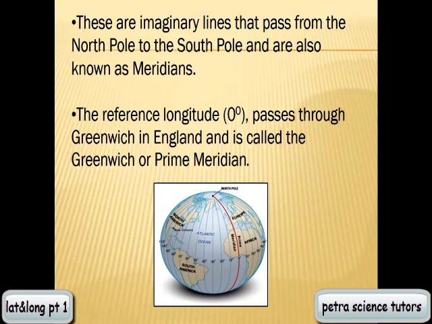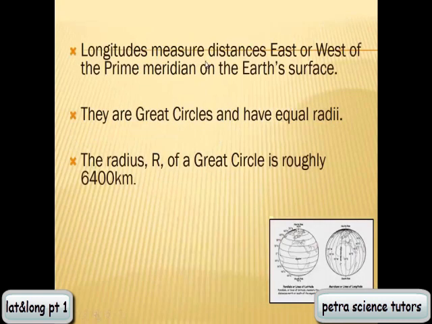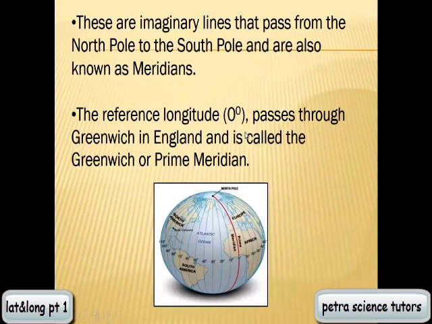Pilots use this system a lot. Okay. Now longitudes measure distance. I've said that. Now they are great circles. All longitudes are great circles and have equal radii. That is, they have the same circumference. They have the same radius. Hence, they have the same circumference. They are all the same distance round.